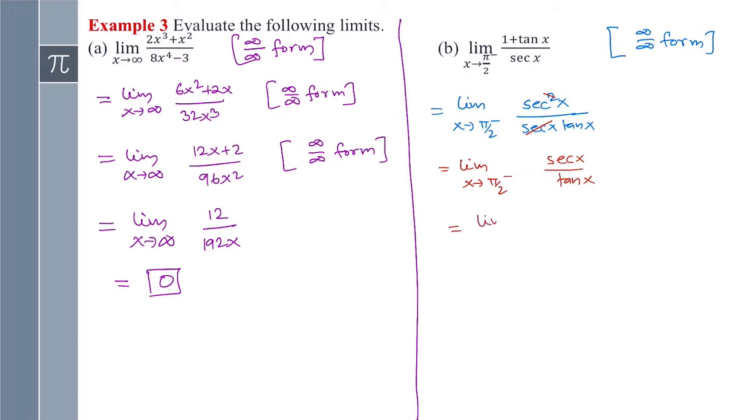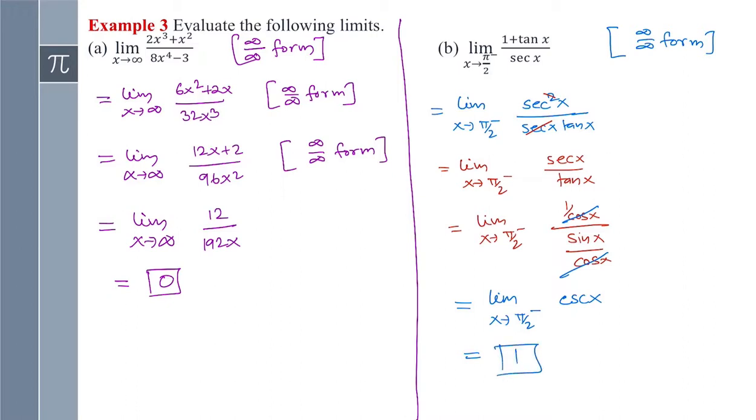So limit as x approaches pi over 2 from the left. Secant means 1 over cosine x, and tangent means sine x over cosine x. So this cosine and cosine cancels out. So we basically have 1 over sine x, which means the limit as x approaches pi over 2 from the left of cosecant x. And then if we do the direct substitution, we get 1. And that's the limit.